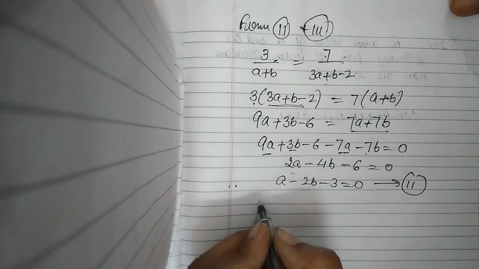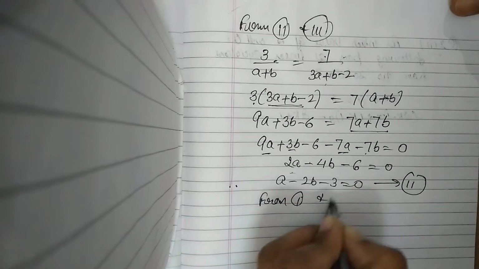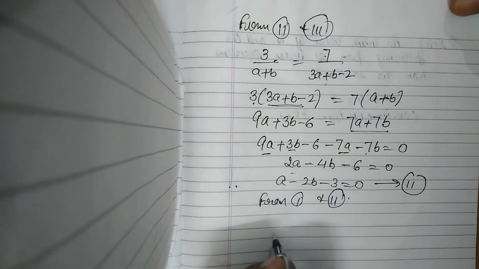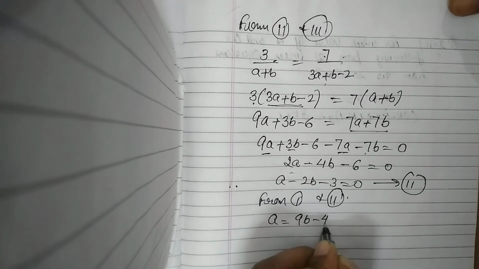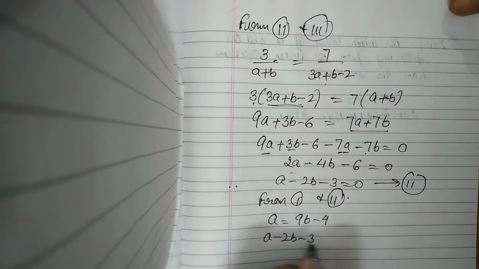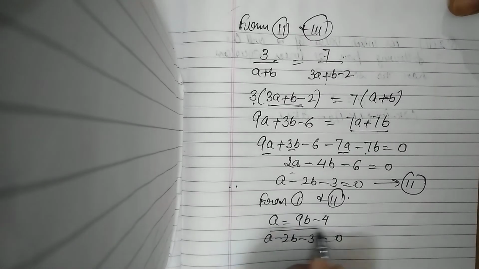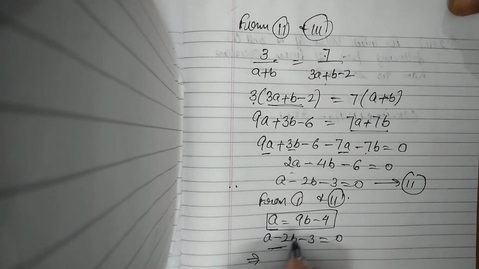Now from the first and second equation, the first equation is a is equal to 9b minus 4 and the second equation is a minus 2b minus 3 equal to 0. Substitute the value of a in the second equation. Now a is 9b minus 4.